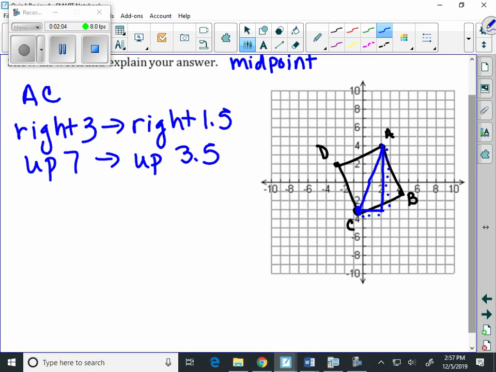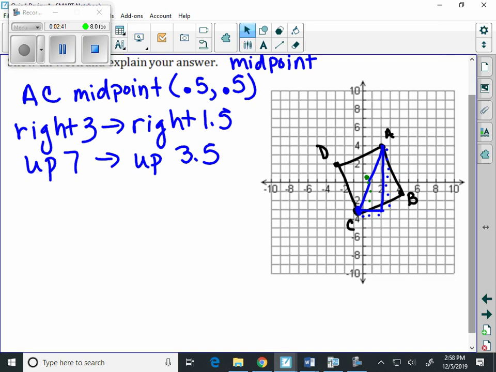So when we start over here at point C, I'm going to go right 1.5, and then I'm going to go up 3.5. So it's the green point there. I switched colors for a second just for a little contrast. But our midpoint turns out to be (0.5, 0.5). And if you want to write 1/2, that's fine. And what we want is for that to match when we find our midpoint of DB.